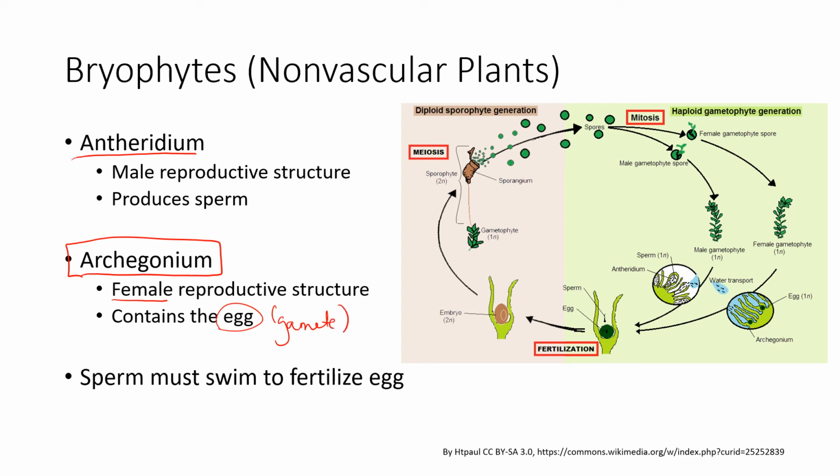The antheridium is the male structure, the male gametophyte, and it is responsible for producing the sperm, the male gamete. Now remember, this sperm is swimming. It has to have water in order to get to fertilize the egg.